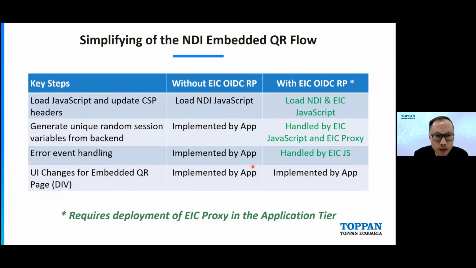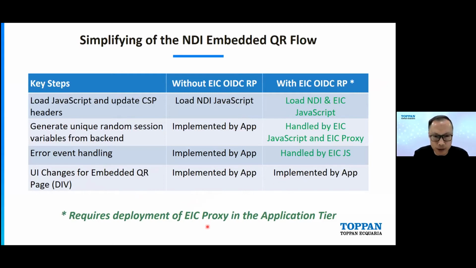As a summary, on the left-hand side, there are four key steps for the integration, without using EIC and with using EIC, so you can see the difference. Without EIC, you just load the NDI JavaScript. With EIC, you load two JavaScripts, and the plumbing in the middle is handled by EIC. So your app just needs to focus on the UI side of the changes.